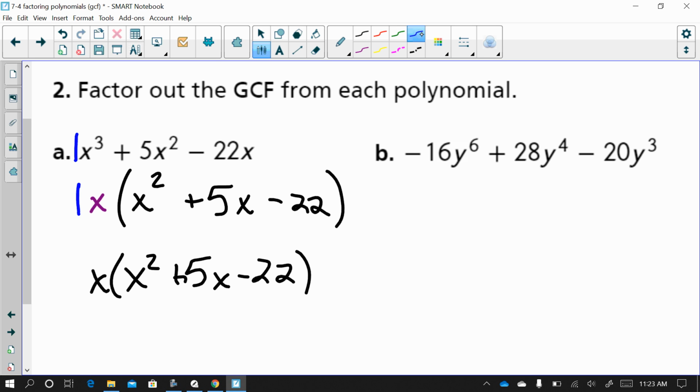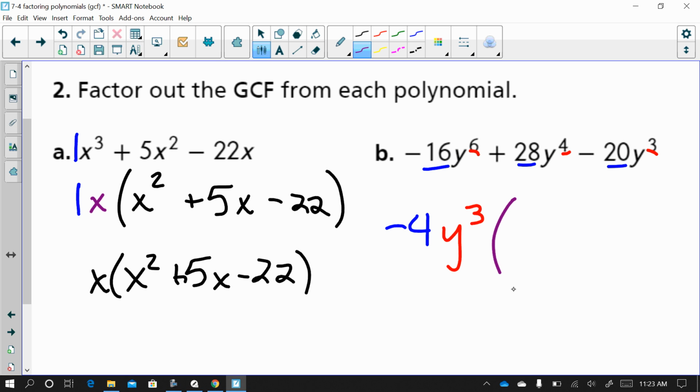Again, pause the video, try letter B. Okay, biggest number that goes into negative 16, 28, and negative 20 should be a negative 4. Remember, we pull out a negative version if this is negative. Okay, look at my letters. I have y to the 6, 4, and 3. The most they have in common is 3.